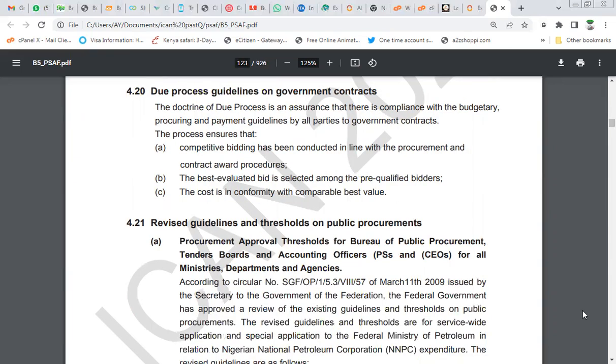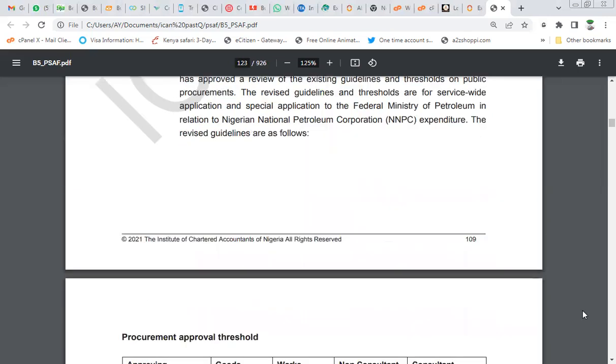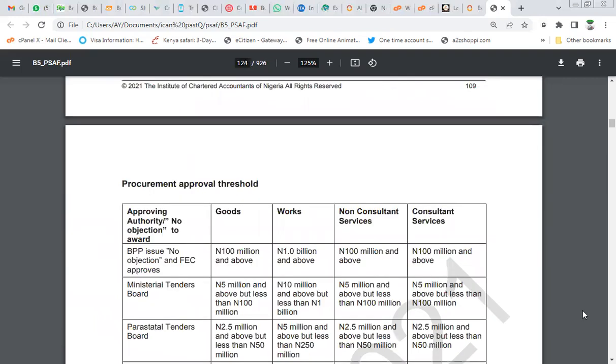So we have the revised guideline and threshold on public procurement. A, procurement approval threshold for Bureau of Public Procurement tender boards and accounting officers for all ministries, departments and agencies. You can go through those ones. It's important. We have a table, procurement approval threshold. These are because each ministry and department is really bigger than the other. You cannot compare, for instance, NNPC, which is a parastatal, with NTA, Nigerian Television Authority. So there has to be a threshold based on the size of the organization involved.